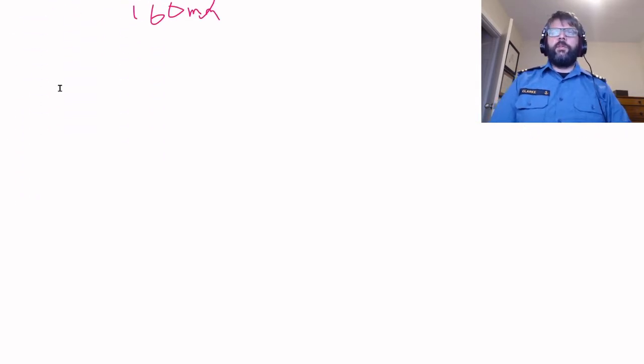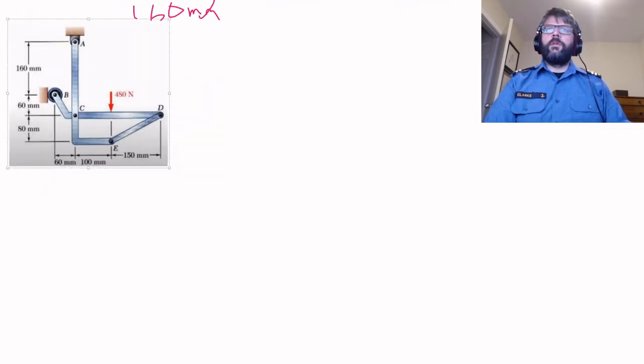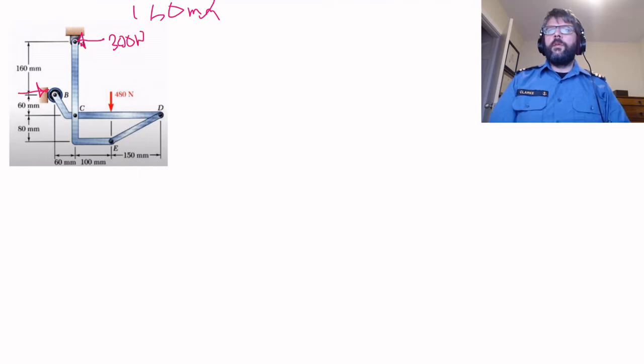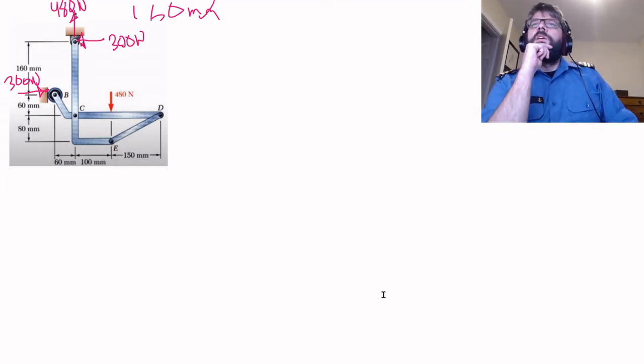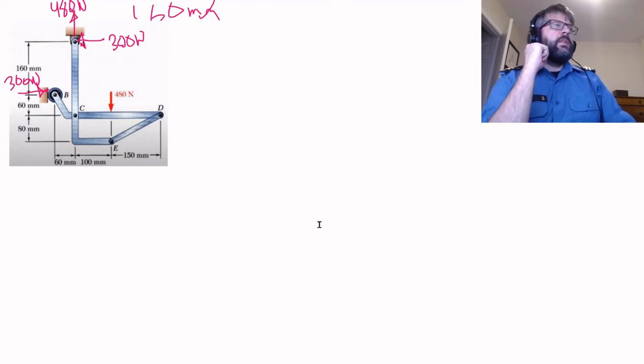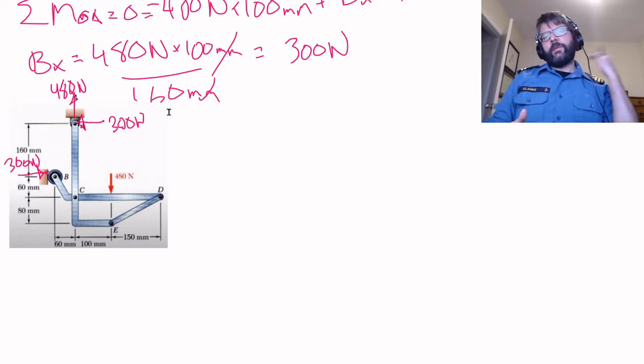I'll just redraw that free body diagram real quick. Actually, you know what? I'm going to do this the lazy way. 300 newtons, 300 newtons. There we go, for our external ones. Now we also have our internal ones, right?